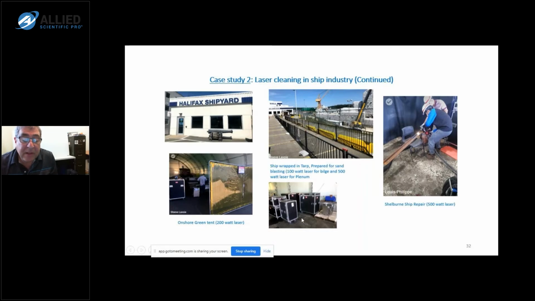So you can see all of the lasers that we took there. They included the 100-watt, the 200-watt, and the 500-watt, plus the chiller, and also our BOFA system for cleaning the air. Basically, they were all in these boxes, and several operations took place. One of them was onshore cleaning in the green tent with the 200-watt laser. Several objects were cleaned in this area for rust and paint. Metal objects were cleaned, and I'll move on to other things.